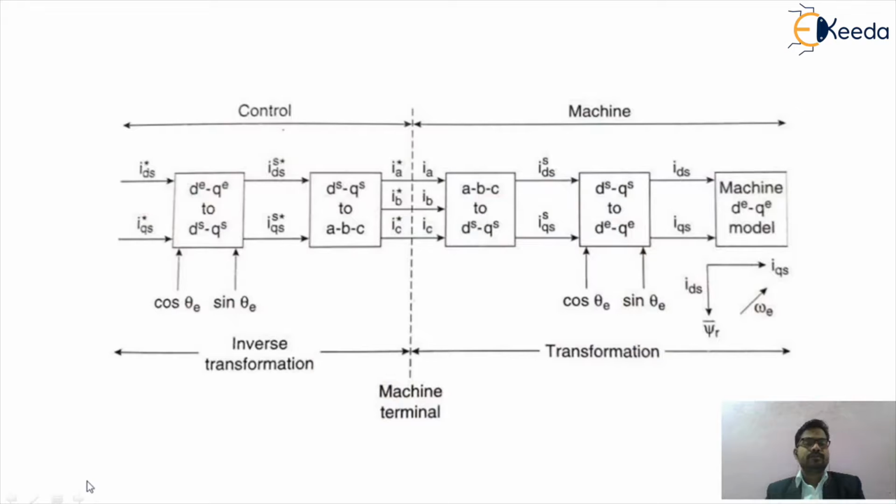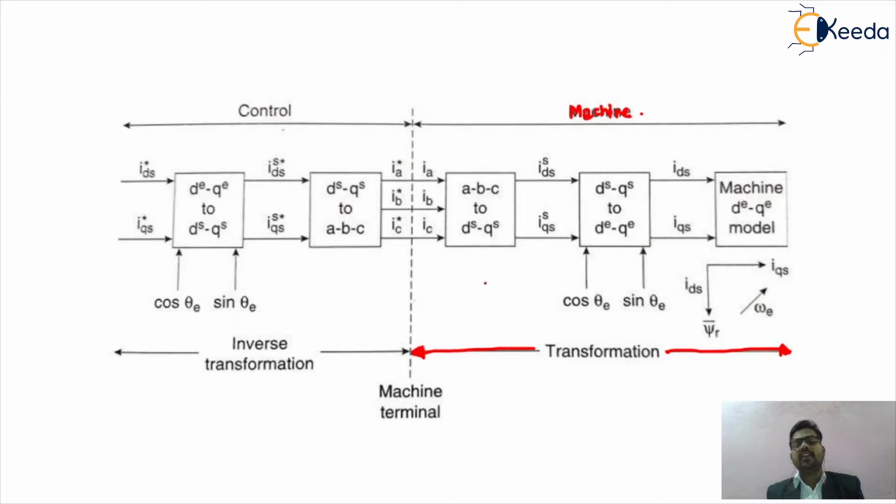Okay, now friends, we can understand this basic principle by means of this diagram. As we know, this is the machine diagram, or the diagram showing the working of your FOC, that is field oriented control. So first of all, we can understand what we mean by the transformation. This will be the region which shows the transformation.